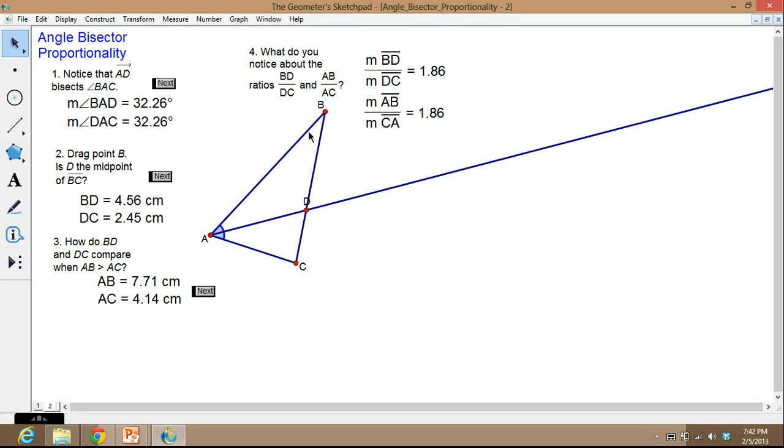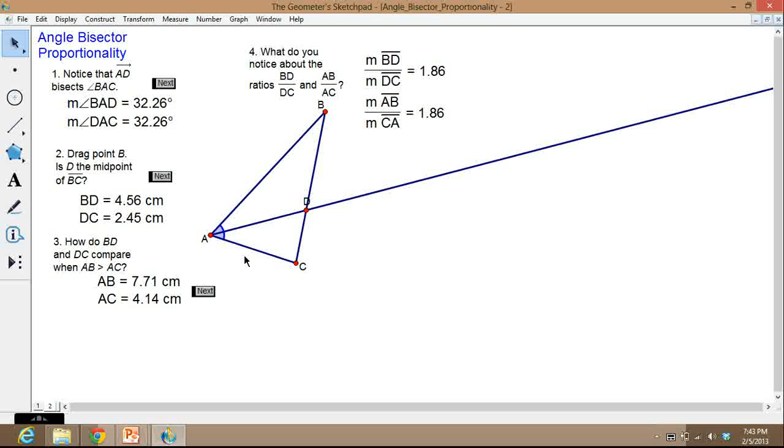So let's make a fraction here. Let's make the top BD, and we're going to divide the top of the side that's cut into two parts by the bottom of the side that's cut in two parts. We get a ratio of 1.86 right here. But if we do the side that's on the top of the angle bisector, one of the two sides not being bisected that's on top, and divide it by the third side that's not being bisected that's on the bottom, you get the same ratio.